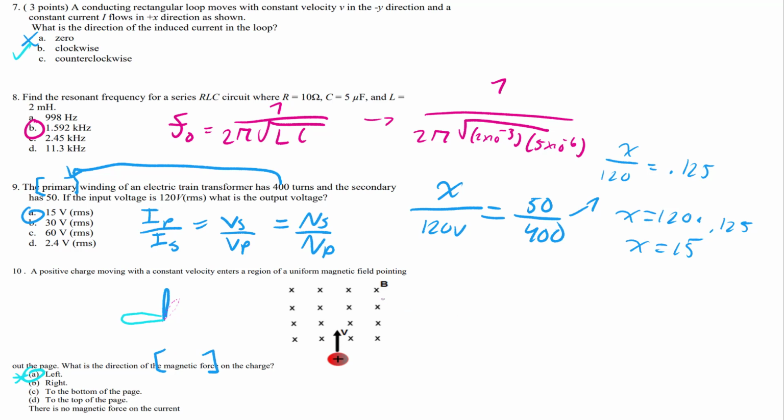And notice that if my velocity were going upwards and my B field were going upwards, then they're going to be parallel and a force would not be acting on the charge. If you have a parallel velocity and parallel B field, then you're not going to have a force. So it could be 180 degrees or it could be 0 degrees. You're not going to have a force. In this case, we have perpendicular components, and so we do have a force, and that force is going to be towards the left.